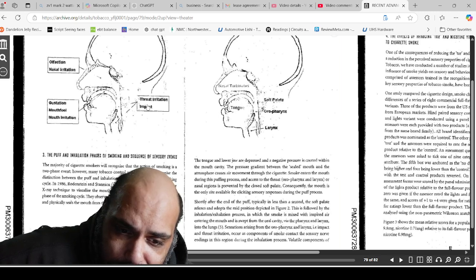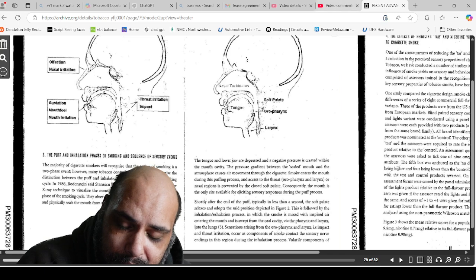This is followed by the inhalation and exhalation process, in which the smoke is mixed with inspired air entering the mouth and is swept from the oral cavity via the pharynx and the larynx into the lungs. Sensations arising from the oropharynx and larynx, i.e., important throat irritations, occur as compounds of smoke contact the sensory nerve endings in these regions during the inhaling process, including volatile components of smoke.